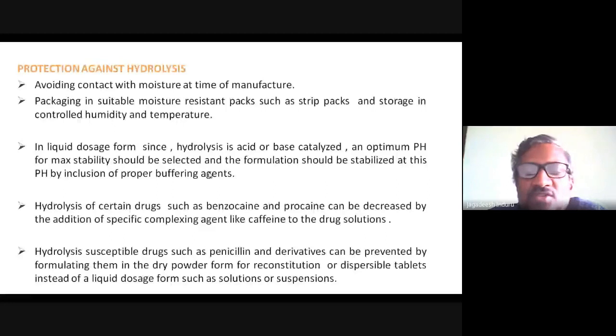Because of that reason, this dry powder for the reconstitution is the best methodology which is used generally for the penicillin and other derivatives, amoxicillin, which are required to be given to the old age patients and children. They cannot consume tablets and capsules.